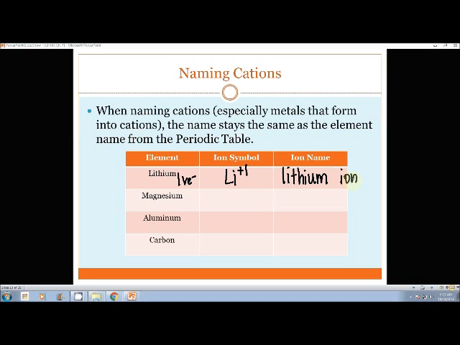So what about magnesium? That's in column 2A. So that has 2 valence electrons. So that means our ion symbol is going to be Mg plus 2. And then the name of it will be magnesium ion. Ion is a separate word. The next one will be called aluminum ion.